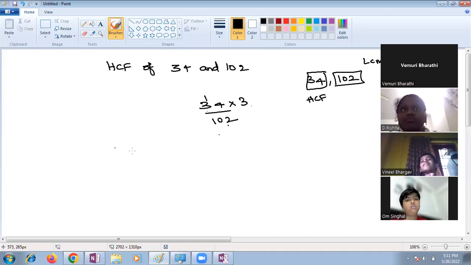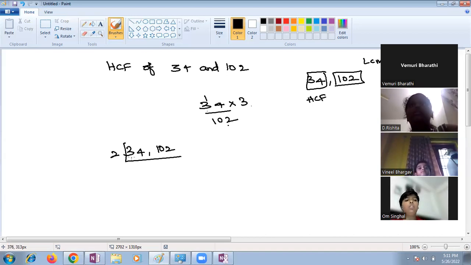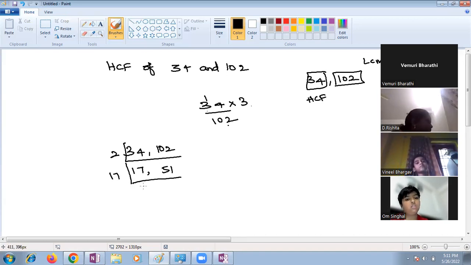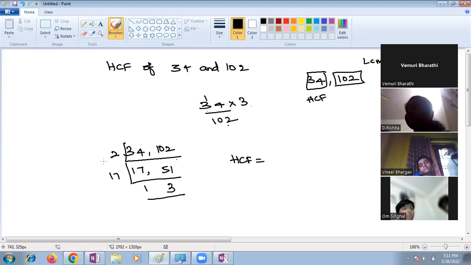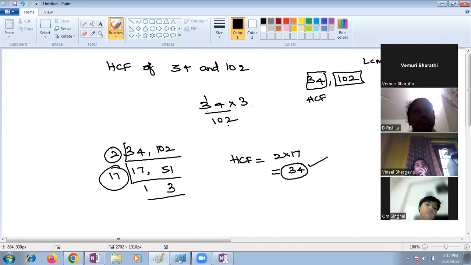If you don't know the 34 table, as a student, you can do one more procedure, children. You can first start with the 2 table, since both are even numbers. 2 sevens are 14, and here 2 fives are 10, 2 ones are 2. Now 17 and 51 both will go in the 17 table. 17 ones are 17, 17 threes are 51. So 2 is commonly divisible, and 17 is commonly divisible. The highest common factor is the product of 2 and 17, which is 34. Like that also you can do, children.